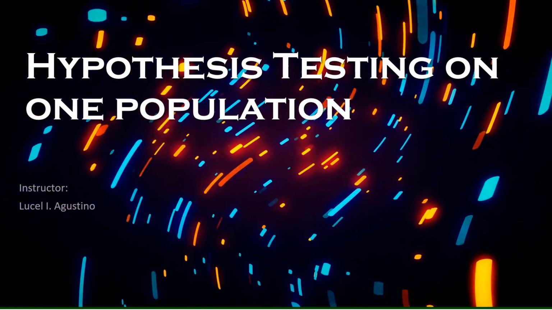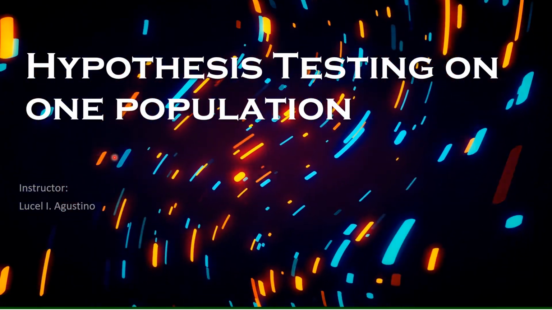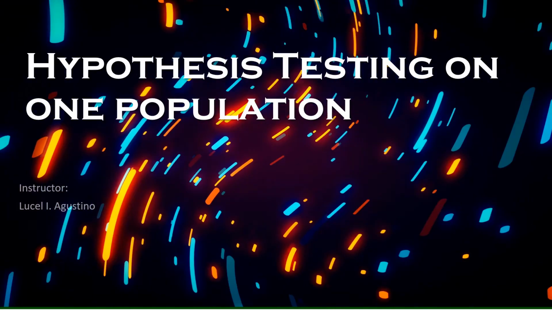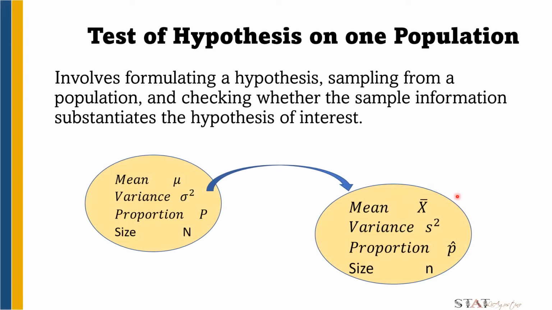This is our lesson, hypothesis testing on one population. Test of hypothesis on one population involves formulating a hypothesis, sampling from a population, and checking whether the sample information substantiates the hypothesis of interest. For example, a test hypothesis about the mean, the variance, the proportion, or the sample size.